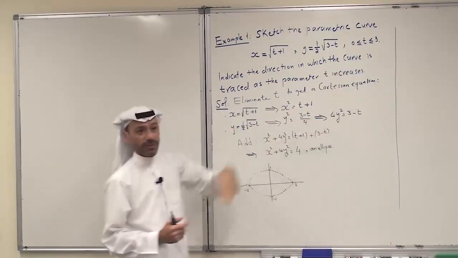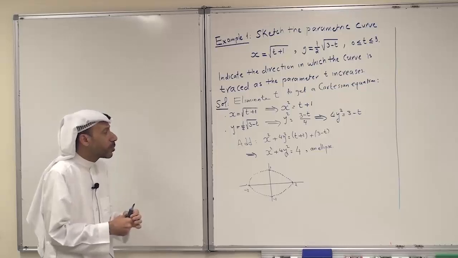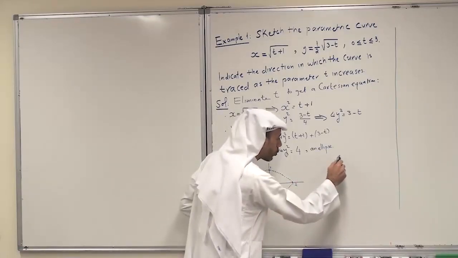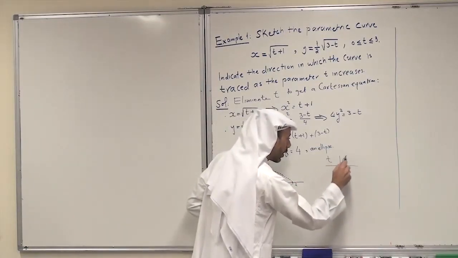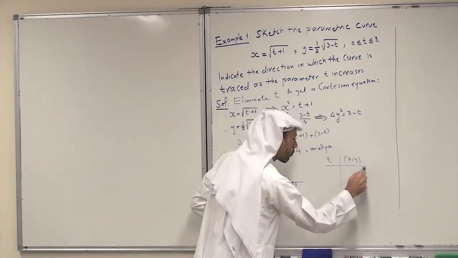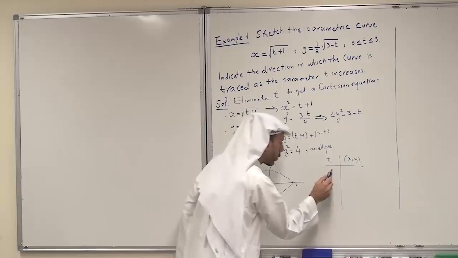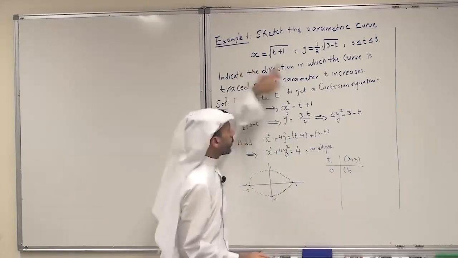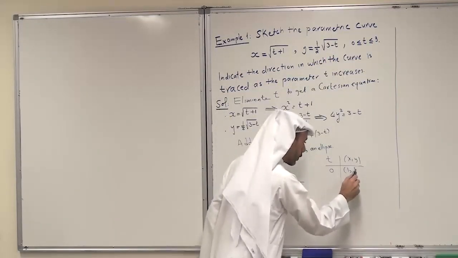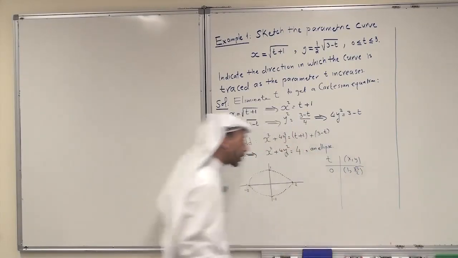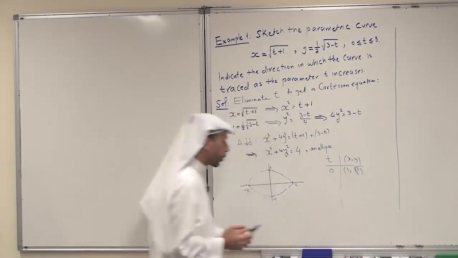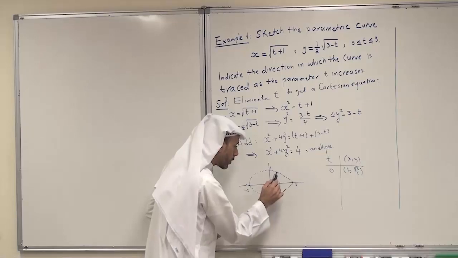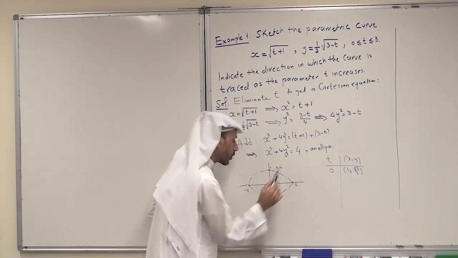So find a few points to know which part of the ellipse the parametric curve is. For that, take some values of t, and x and y. If I take the initial point t equal to 0 and substitute here, you get x equals 1 and y equals root 3 over 2. So you have 1 and root 3 over 2. Okay, so this is 2 and this is 1. And root 3 over 2 is less than 1, so this is the point. This is t equals 0.